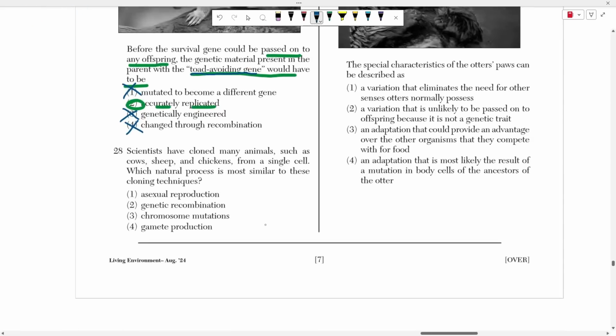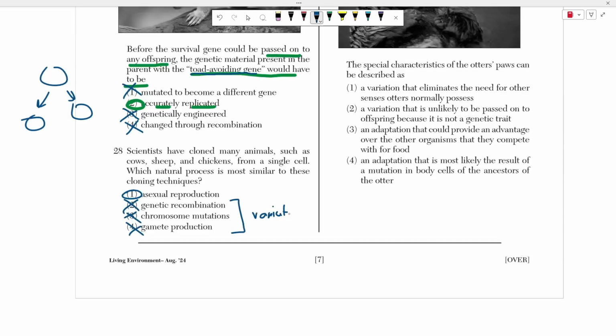28 says that scientists have cloned many animals such as cows, sheep, and chickens from a single cell. Which natural process is most similar to this cloning technique? That's going to be asexual reproduction, right? Asexual reproduction is when you have one cell that directly replicates into two identical cells. Cloning is identical, right? Cloning produces identical copies. So if you're cloning something, that's most closely related to asexual reproduction. Mutations, gametes, and genetic recombination are all things that produce variation or changes. And because you're producing changes, you're not going to produce identical copies or clones.